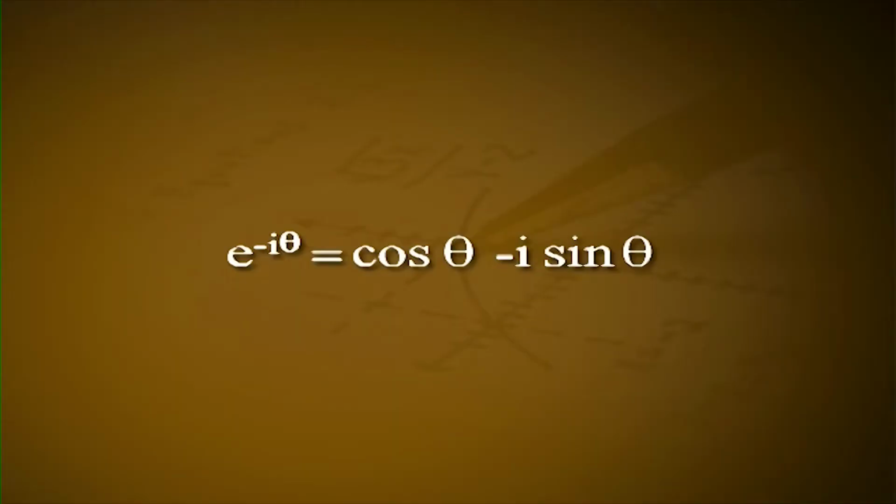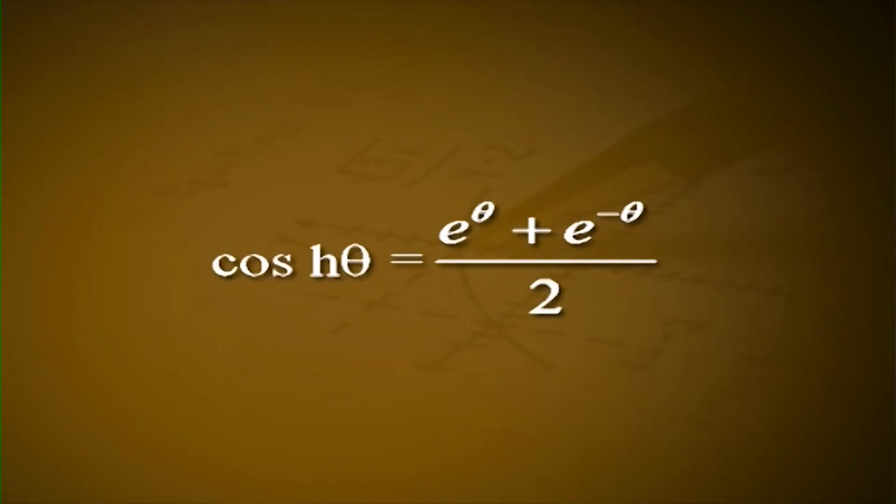We have e^(iθ) is equal to cos θ + i sin θ. Replacing θ by −θ, we get e^(−iθ) is equal to cos θ − i sin θ. If we add these two results together, the i sin θ terms cancel and we end up with an equation that gives us cos θ in terms of the two exponential functions. cos θ is equal to (e^(iθ) + e^(−iθ))/2. But cosh θ is equal to (e^θ + e^(−θ))/2.